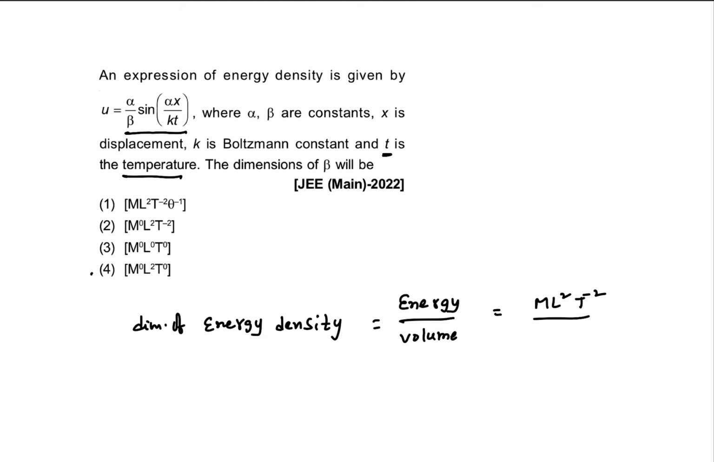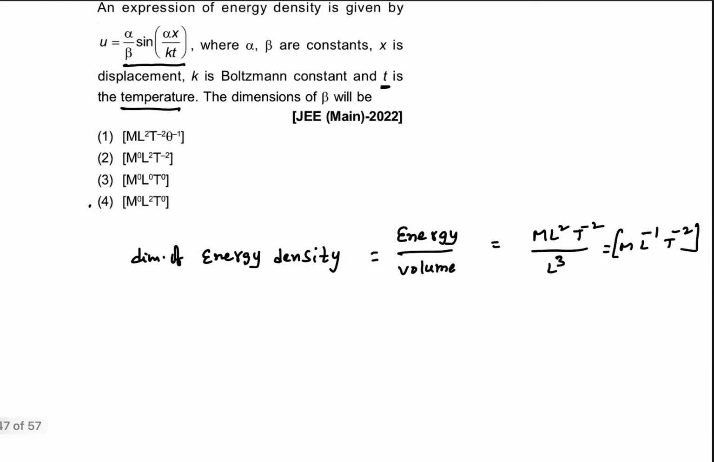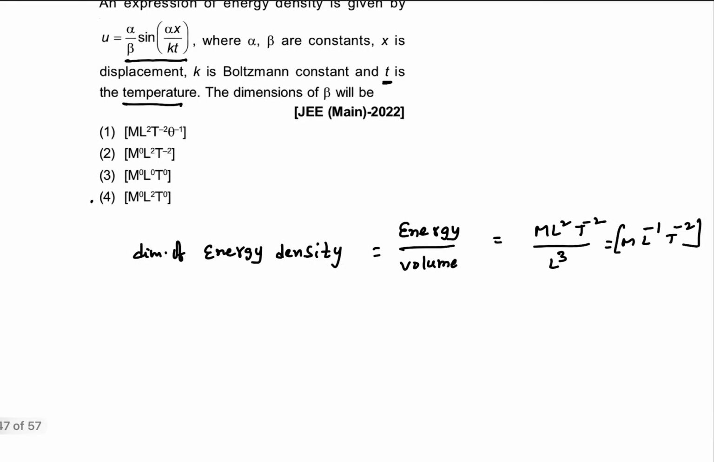Energy by volume. Energy is M L squared T power minus 2, divided by the volume, which is L cubed. You will get M L power minus 1 T power minus 2. This is the dimensional formula of energy density. Now the other terms you will write one by one. Energy density is U.